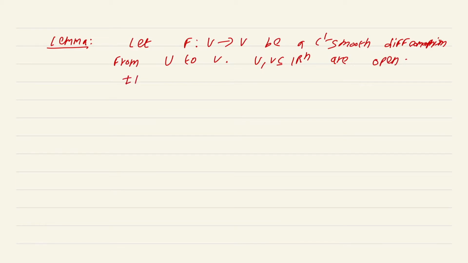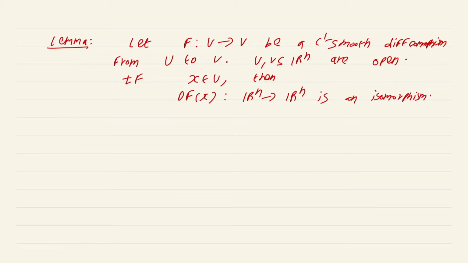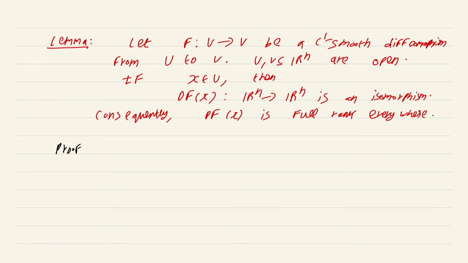Now if x is a point of U, then dfx from Rn to Rn is an isomorphism. Consequently, dfx is full rank everywhere. The proof of this is a triviality. The proof of this is a complete triviality.